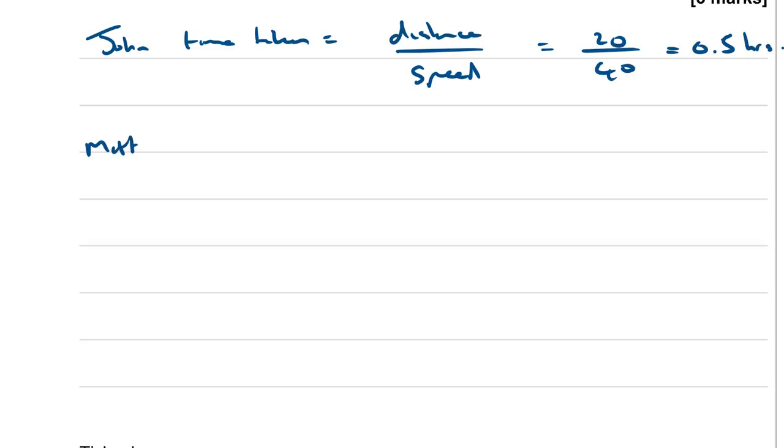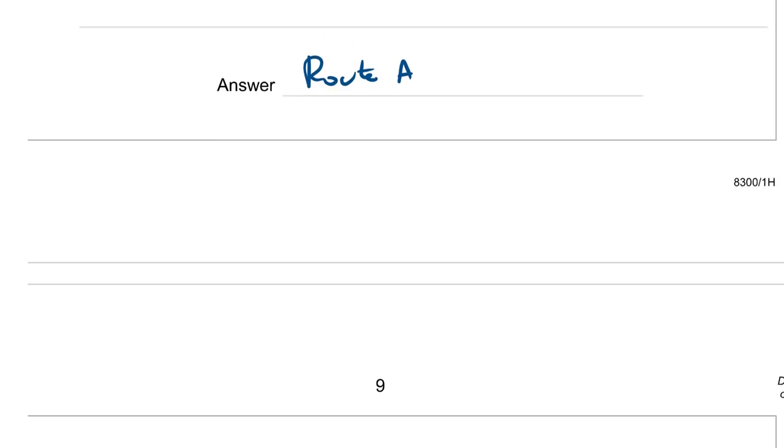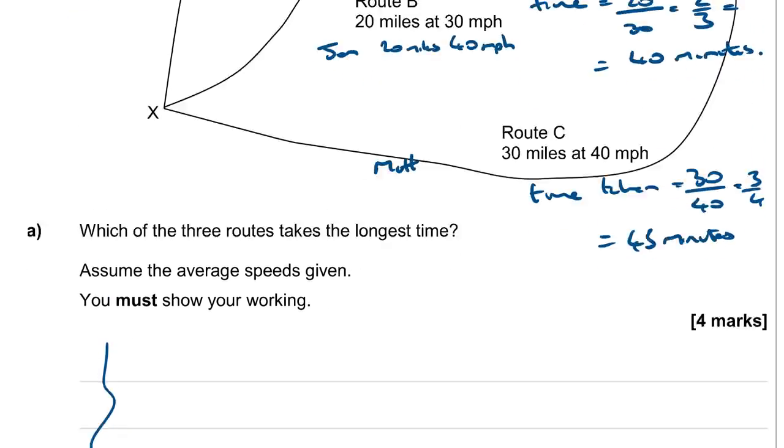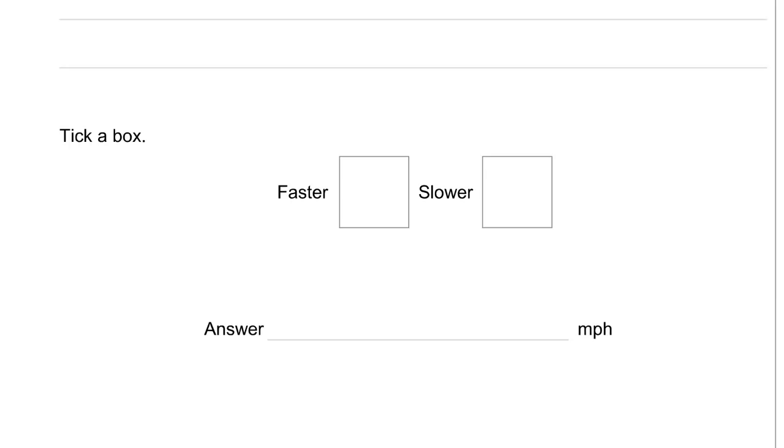So then Matt, his speed is going to be distance divided by time. The distance was 30, and the time is going to be the same as John's, because they arrive at the same time, so it's going to be 0.5, which means he's got to be travelling at 60 miles per hour. The route speed average was 40 miles an hour, so he's going significantly faster than that. So Matt is going faster by 20 miles per hour.